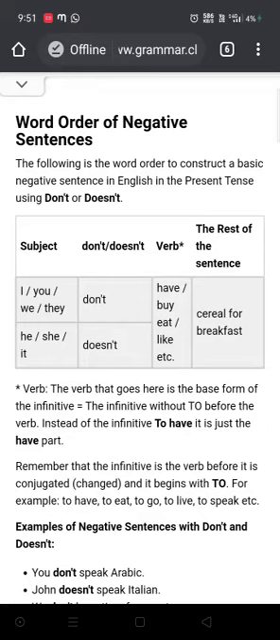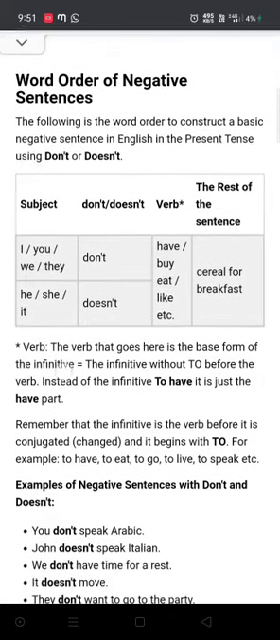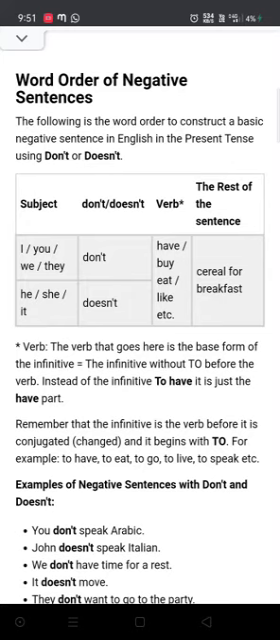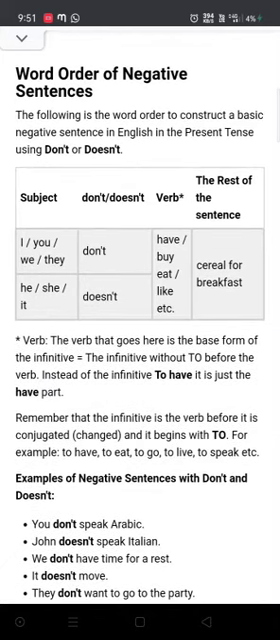Now let's see the word order of a negative sentence. The following is the word order to construct a basic negative sentence in English in the present tense using don't or doesn't. Whenever the subject is I, you, we, they, that is first person or second person or plural, then you're going to use don't as a helping verb. Then comes the verb in its first form and then the rest of the sentence.